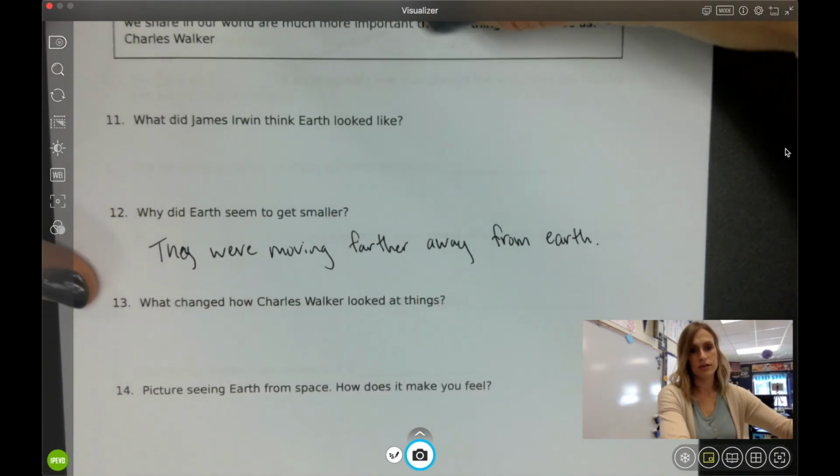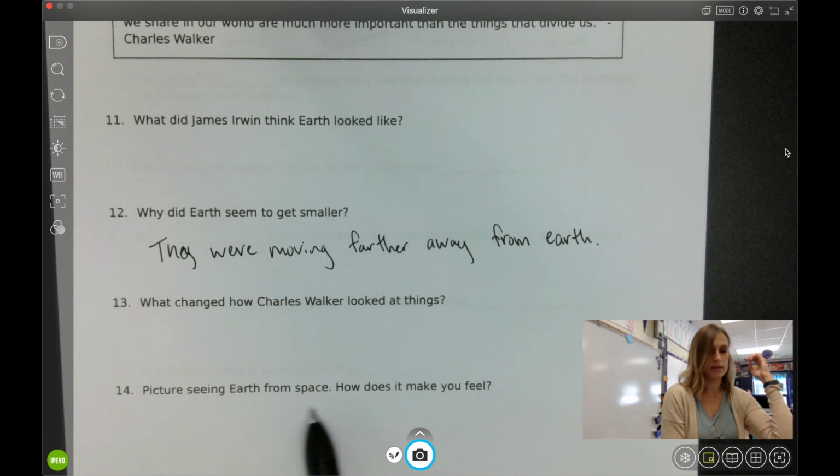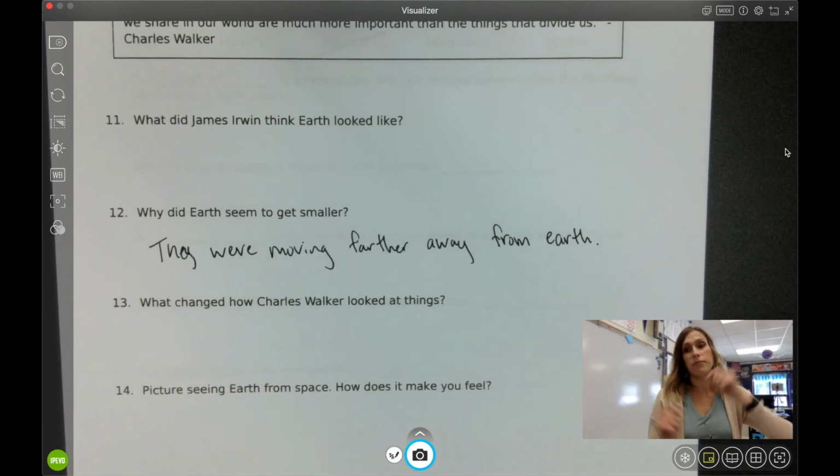And then number 14, picture seeing Earth from space. How does it make you feel? All right, so pretend that you were way up in space seeing Earth. How would it make you feel?